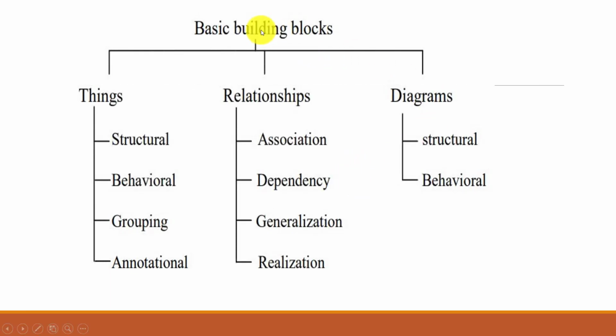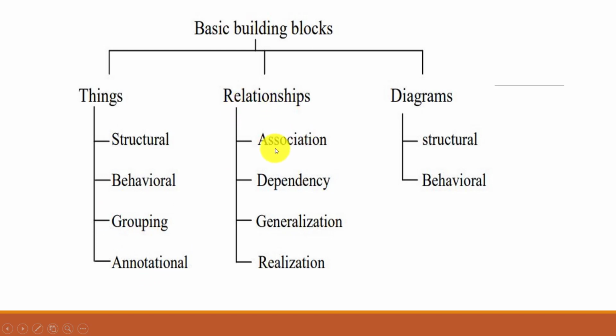Now let's understand what the basic building blocks are. UML requires basic building blocks: first is the things, second is relationships, and third is the diagrams. Things here are the real-time entities. Whichever kind of real-time entity is included in your system is the things, which can be structural, behavioral, grouping, annotation, etc.